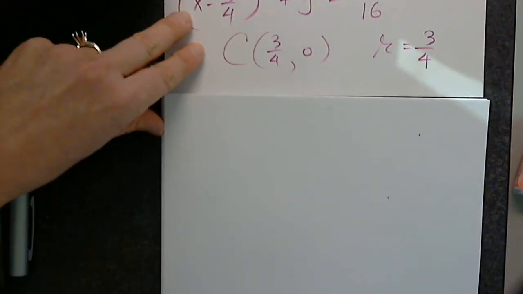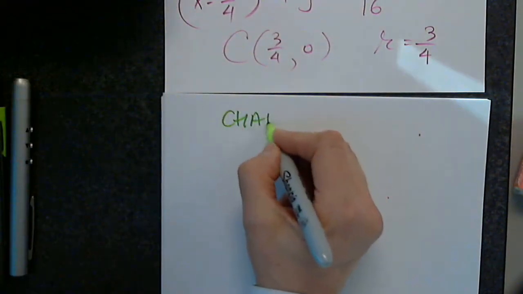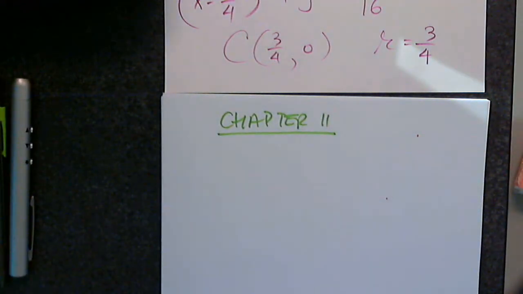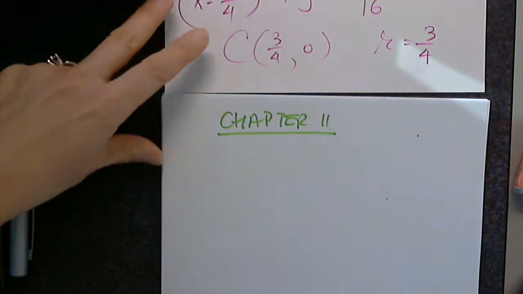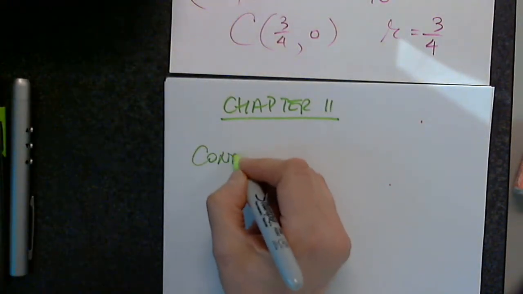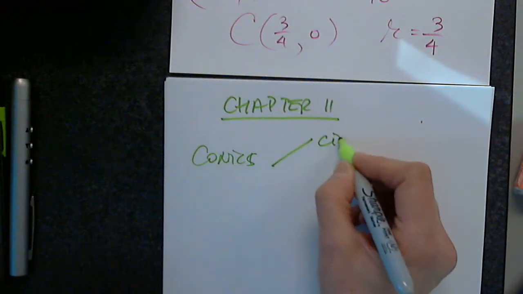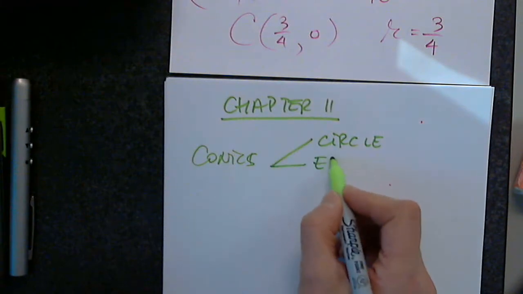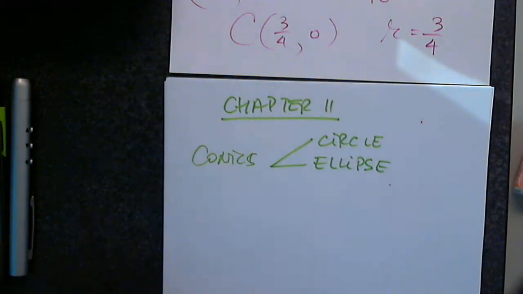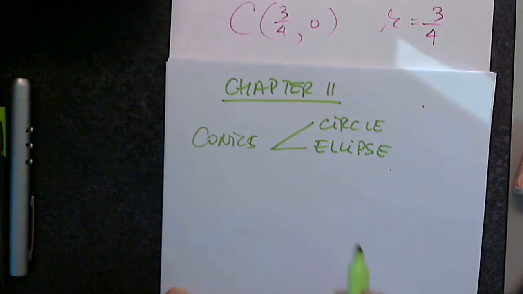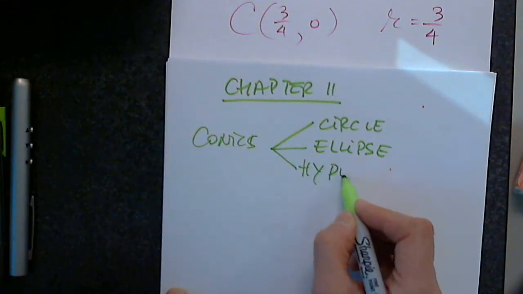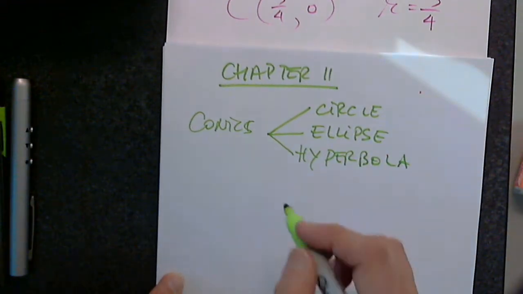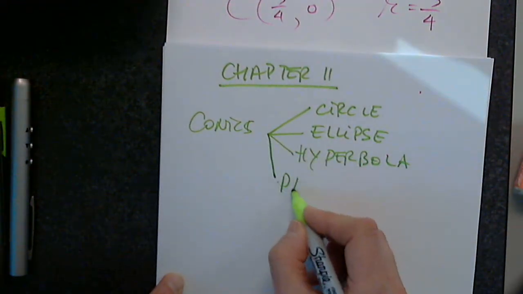Okay. So let's go to chapter 11 now. So now I would like to list the conics. There are 4 that we're going to look at. So total conics: the circle, which we just finished; the ellipse, that I will continue with; the hyperbola, we will continue with that; and the last one, the parabola.